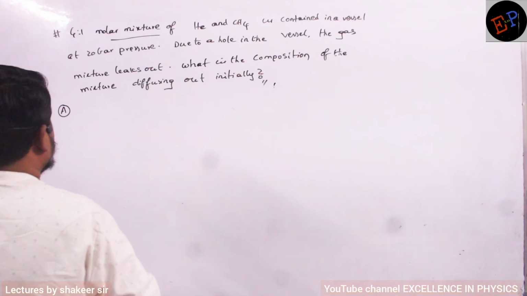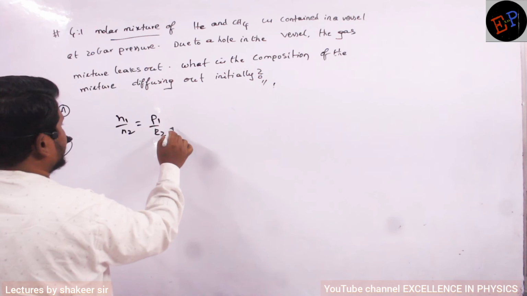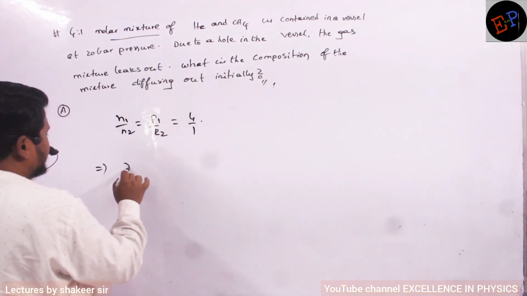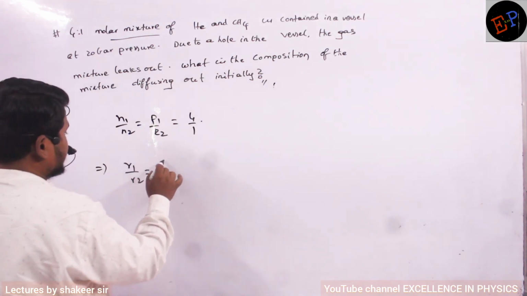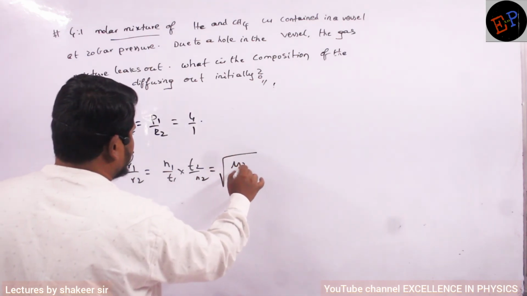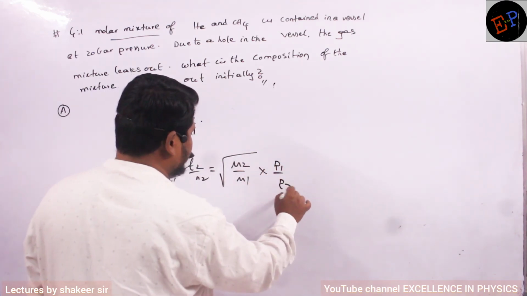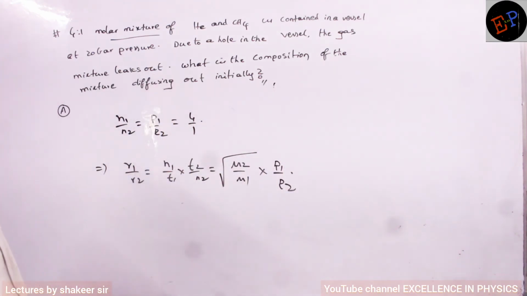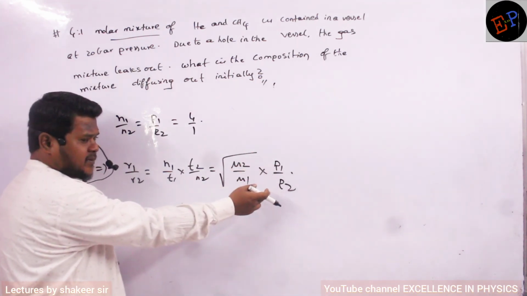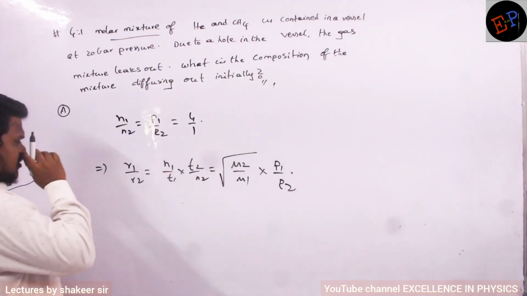Here N1 by N2 is equal to P1 divided by P2, which is 4 by 1. Therefore the equation is the rate of diffusion R1 by R2 equals N1 by N2 multiplied by square root of M2 divided by M1. And since pressure is a variable, I will write P1 divided by P2. This is the additional equation. If pressure is not a variable, there is no need for P1 by P2. But here the number of moles are different, so pressure will also vary. Now just do this calculation.